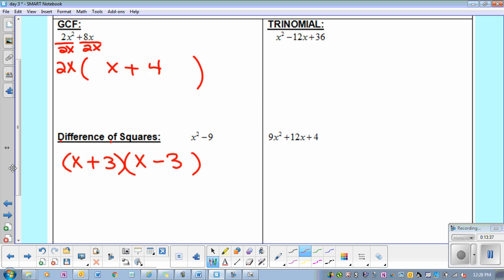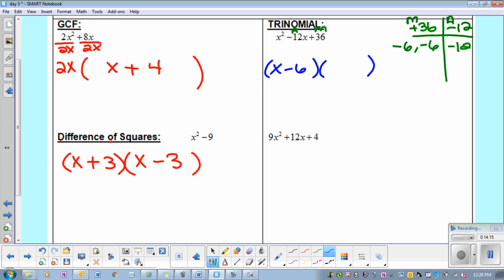Okay, so let's look at the trinomial problems. The first one is just a equals 1, right? It's just a plain old x squared. So we have AM, two numbers that multiply to give me a positive 36 and add to give me a negative 12. What are they? Good. Negative 6 and negative 6. Since this is just a plain old x squared, I can go straight into my double parentheses, right? X minus 6 and x minus 6, right?